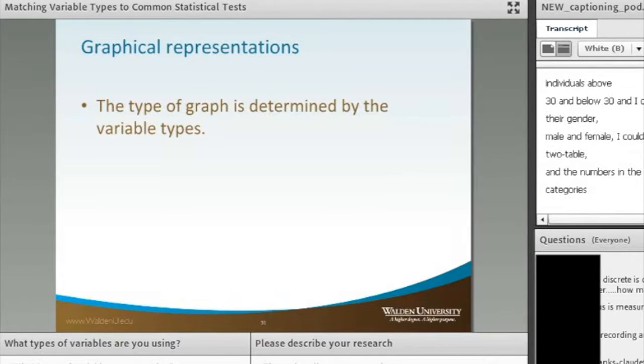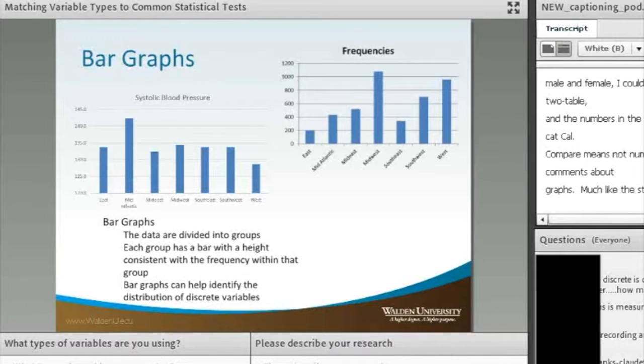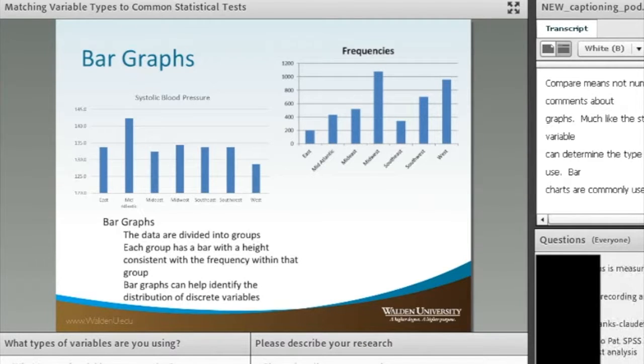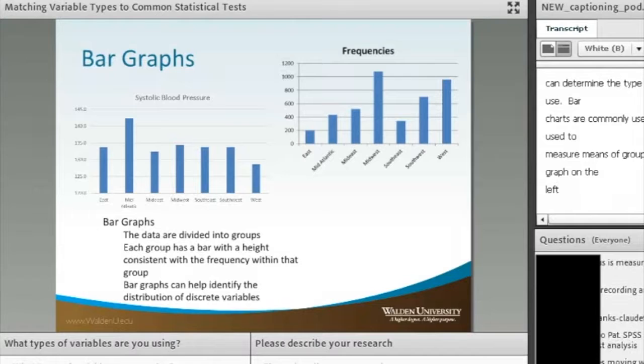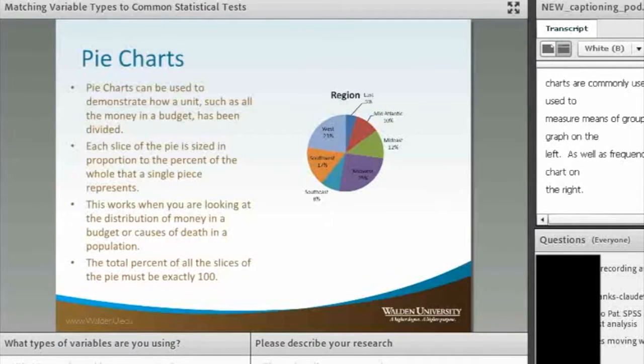Finally, just a few comments about graphs. Because much like the statistical test, the variable type can determine the type of graph that you may choose. Bar charts are commonly used, and they can be used to measure means of groups, as shown in the graph on the left, as well as frequencies, as shown in the chart on the right. Pie charts are used to show proportions and can only work for categorical values.